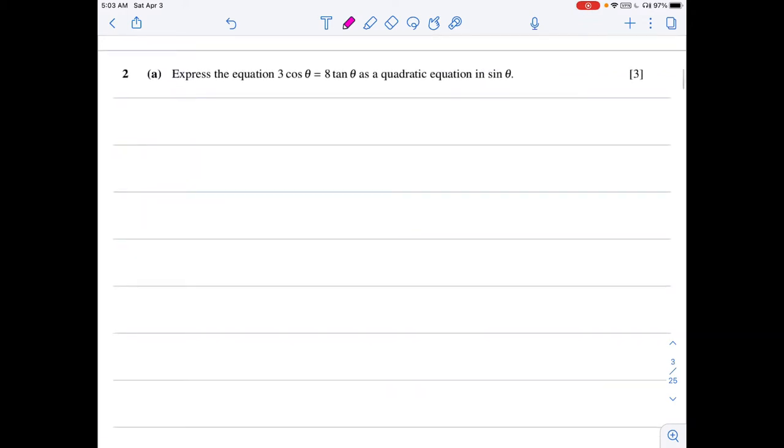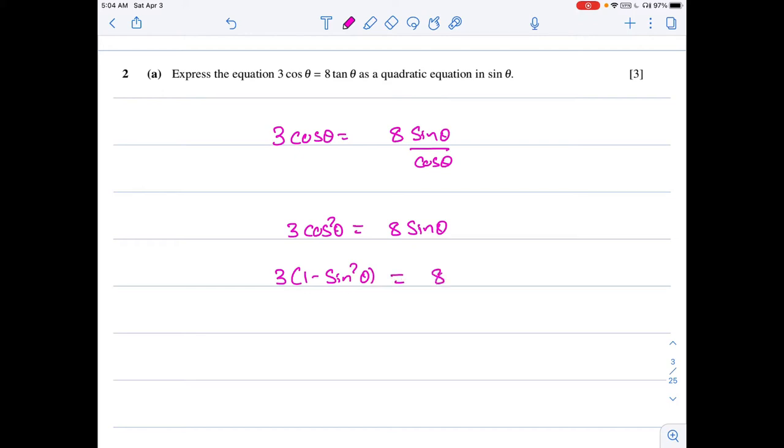Now question number 2. 3 cos theta is equal to 8 tan theta, a quadratic equation in sine theta. So tan theta is equal to sine theta upon cos theta. So it becomes 3 cos square theta is equal to 8 sine theta. So 3 cos square theta is 3 times (1 minus sine square theta) is equal to 8 sine theta. So 3 minus 3 sine square theta is equal to 8 sine theta. So you get the equation 3 sine square theta plus 8 sine theta minus 3 is equal to 0. That's going to be the answer.